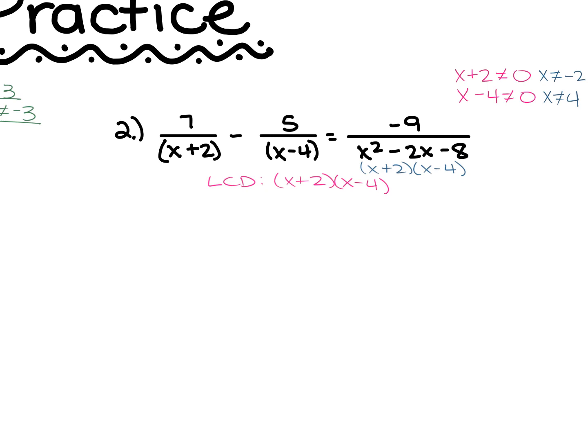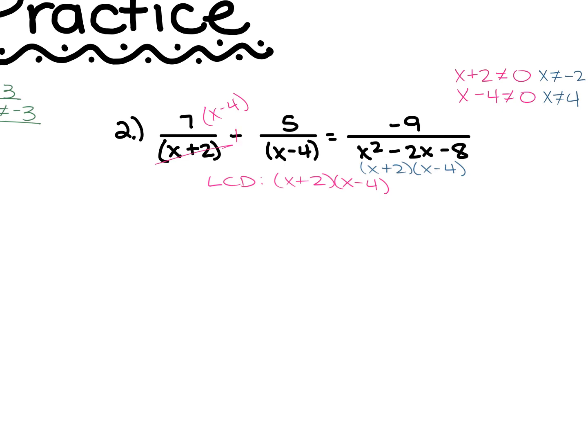So the top of the first fraction, that's 7 over x plus 2. We're going to multiply that 7 by what's not in our denominator, that's in our least common denominator. So that's the x minus 4. The x plus 2 is already in our least common denominator, so we're going to cancel that out.